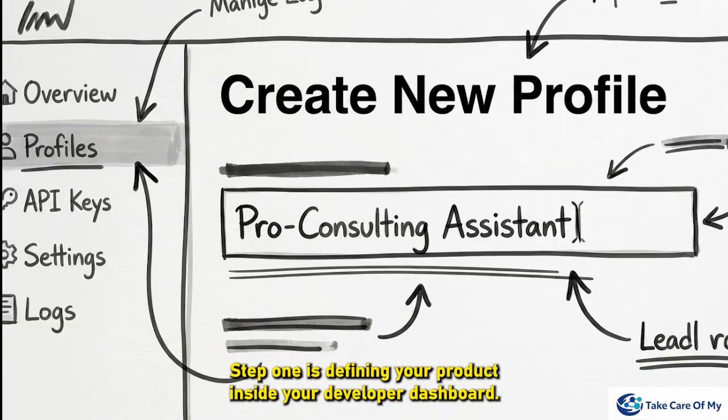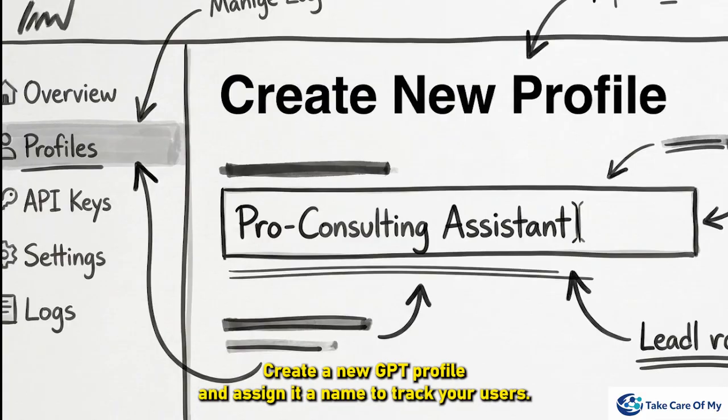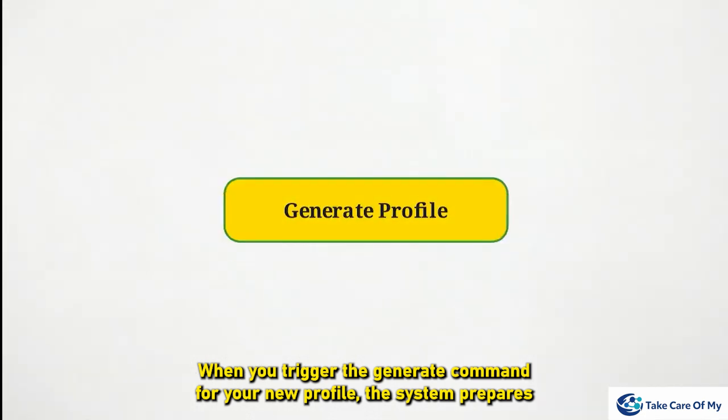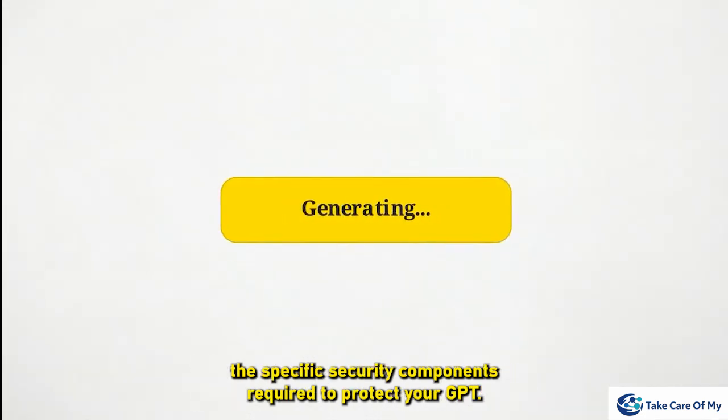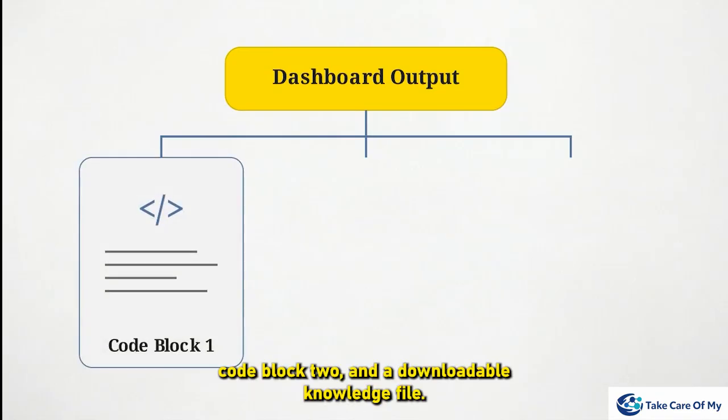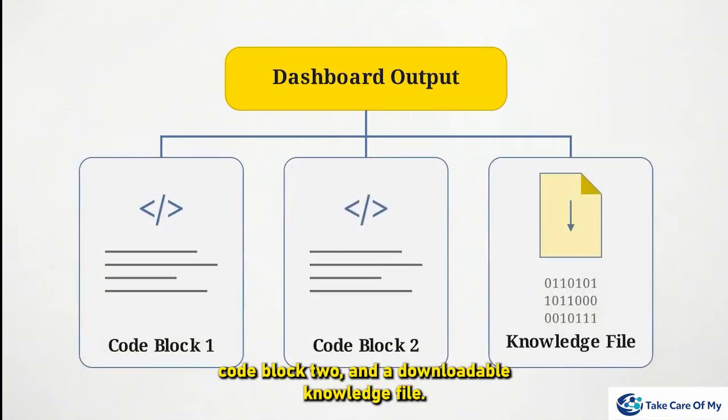Step 1 is defining your product. Inside your developer dashboard, create a new GPT profile and assign it a name to track your users. When you trigger the Generate command for your new profile, the system prepares the specific security components required to protect your GPT. The dashboard will output 3 specific items: code block 1, code block 2, and a downloadable knowledge file.